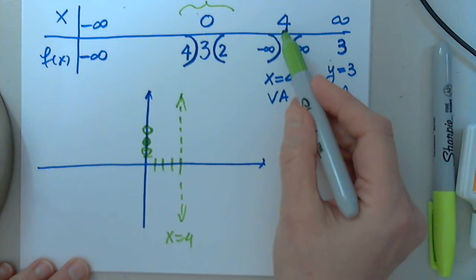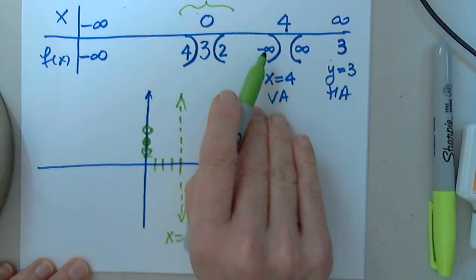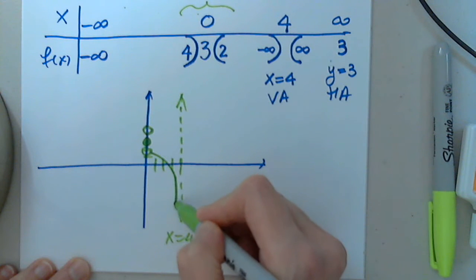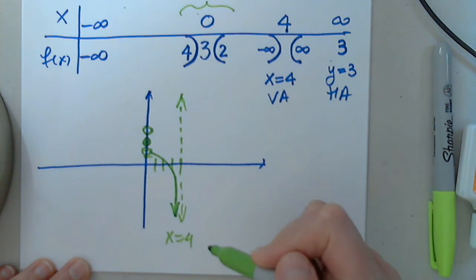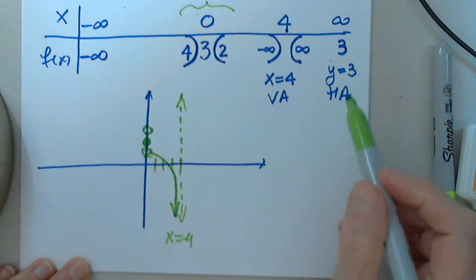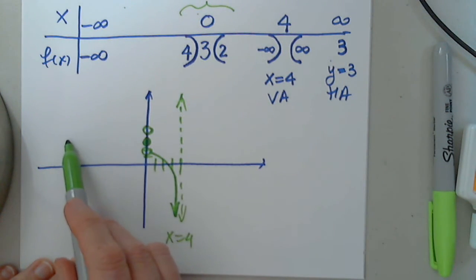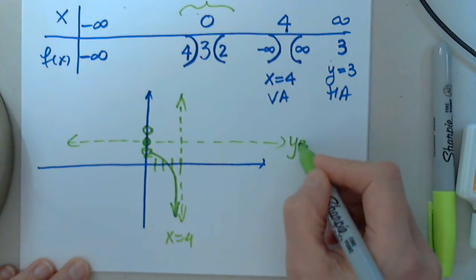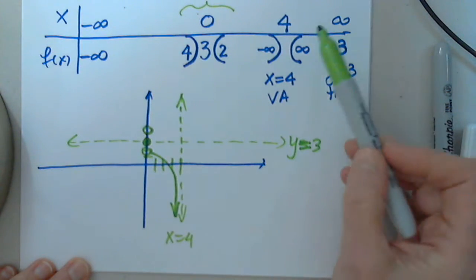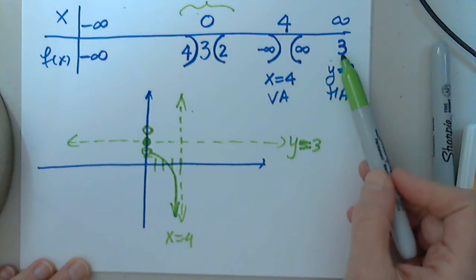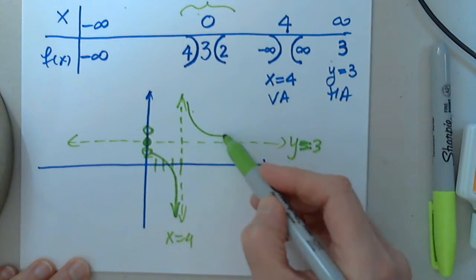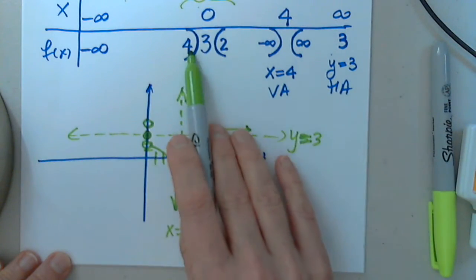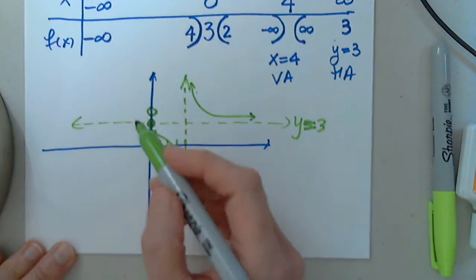It says from the left of 4, negative infinity. Okay. So I could show this. Then there is a horizontal asymptote at y equals 3. So from positive infinity on the right-hand side, it drops to 3. From positive infinity, it drops to 3. Okay, so I have this side. I don't have this side yet. Well, now I do.